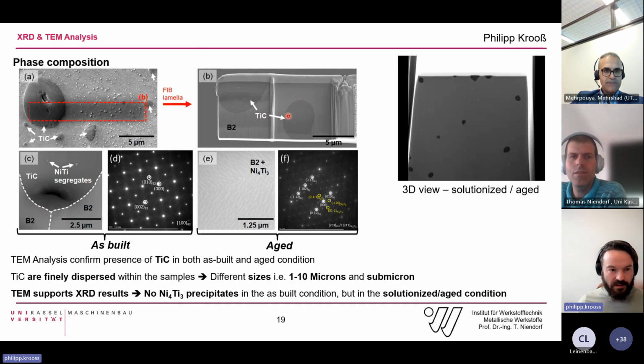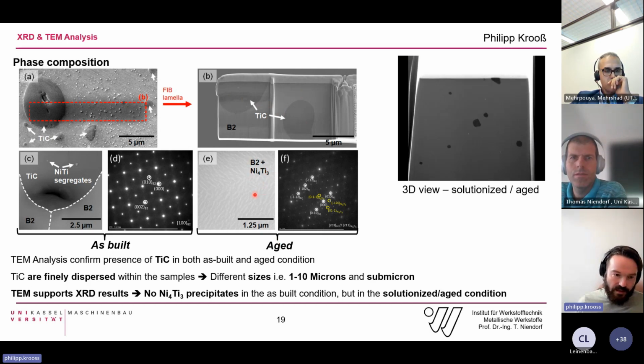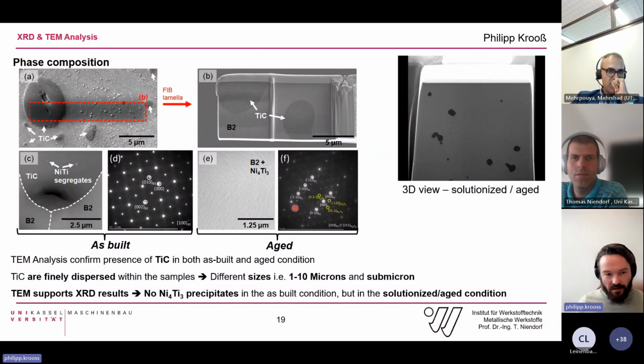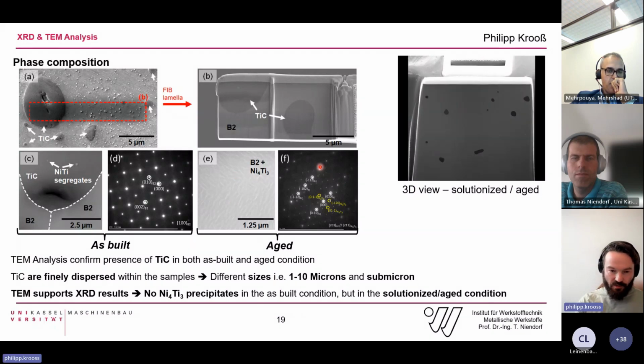This is a lamellar structure. You see these very small carbides, and in between there's also not much space. And when we do aging, we found this nicely precipitated Ni4Ti3 phase, also proven with this TEM analysis. So the TEM results support the XRD results: no precipitates in the as-built condition, but Ni4Ti3 precipitates in the aged and solutionized condition.